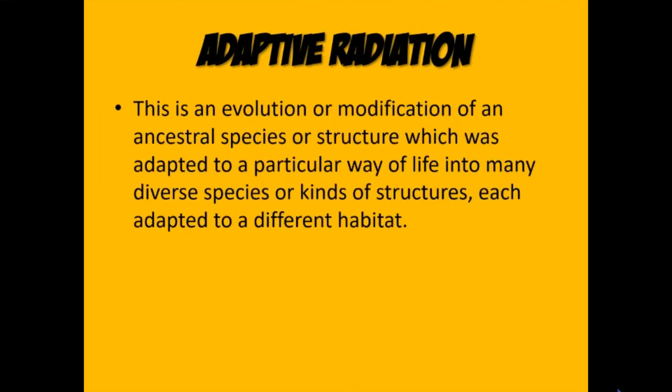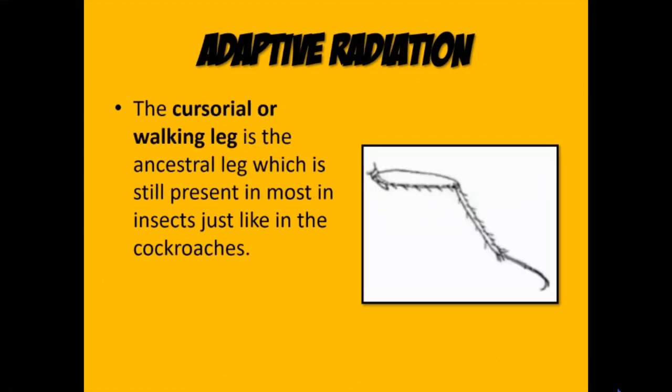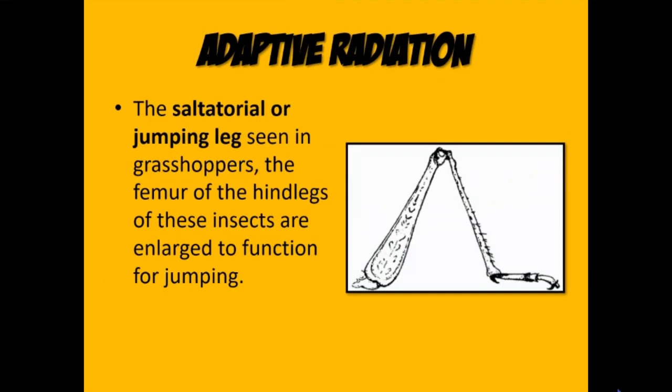In adaptive radiation, this is an evolution or modification of ancestral species or structures which was adapted to a particular way of life into many diverse species or kinds of structures, each adapted to a different habitat. The cursorial or walking leg is the ancestral leg which is still present in most insects, just like in the cockroaches. The saltatorial or jumping leg, seen in grasshoppers, the femur of the hind legs of these insects are enlarged to function for jumping.